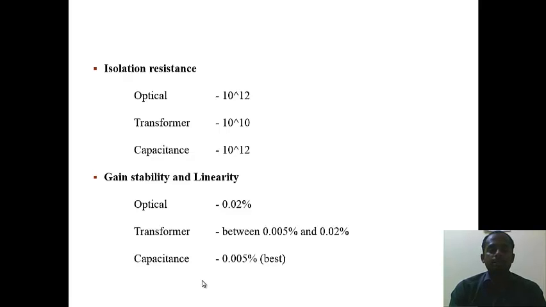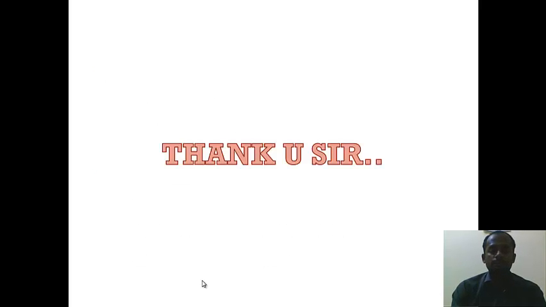And capacitance 10⁻12. Gain, stability, and linearity: optical, transformer, and capacitance. Optical will be 0.02 percent, transformer between 0.05 and 0.02, and capacitance 0.005. The best is obtained by the capacitance type. So if you want more gain and more linear output, you can use the capacitance isolation amplifier. Thank you.